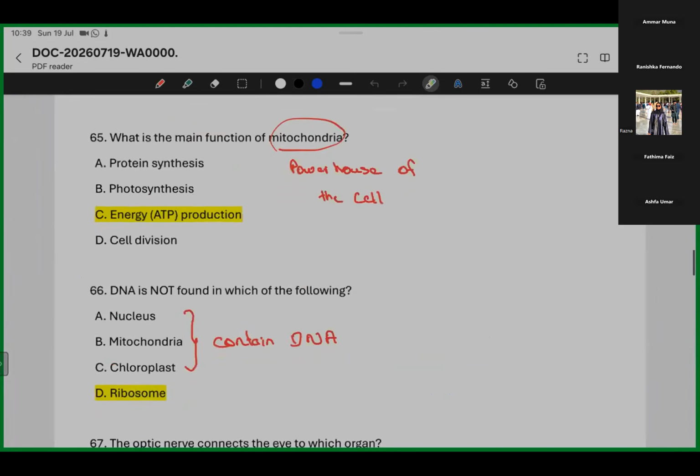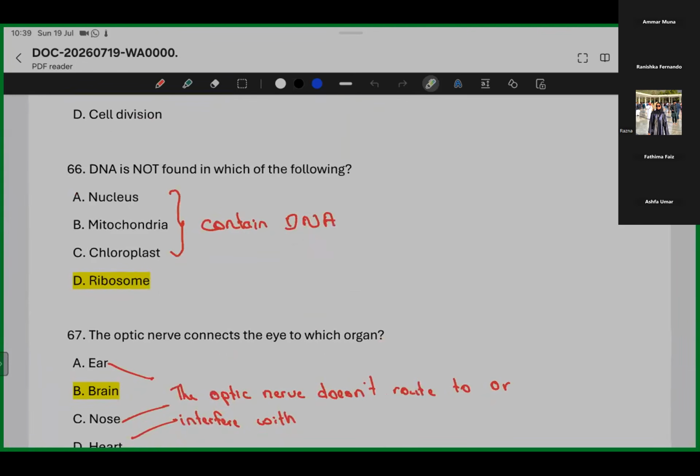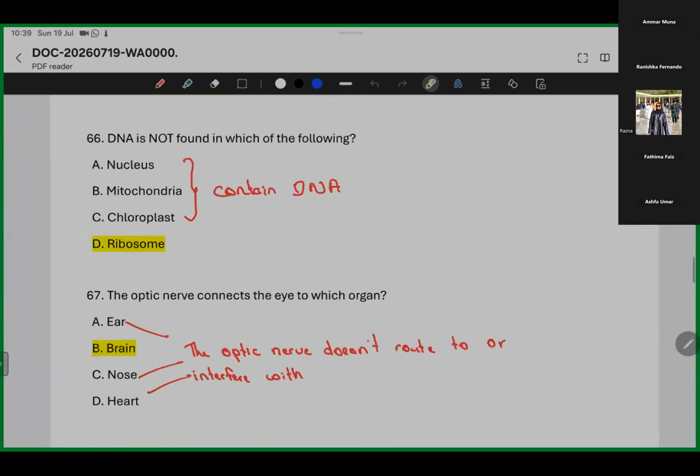And then we have, what is the main function of mitochondria, which is the powerhouse of a cell. So the obvious answer is C, which is energy production. And question 66 is, DNA is not found in which of the following? So the answer is D, as A, B, and C contain DNA.